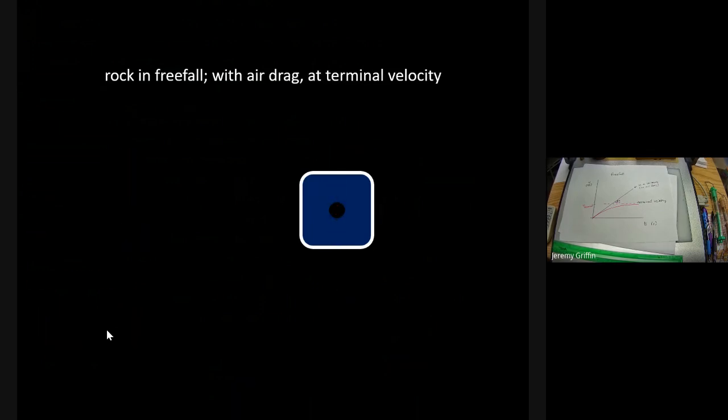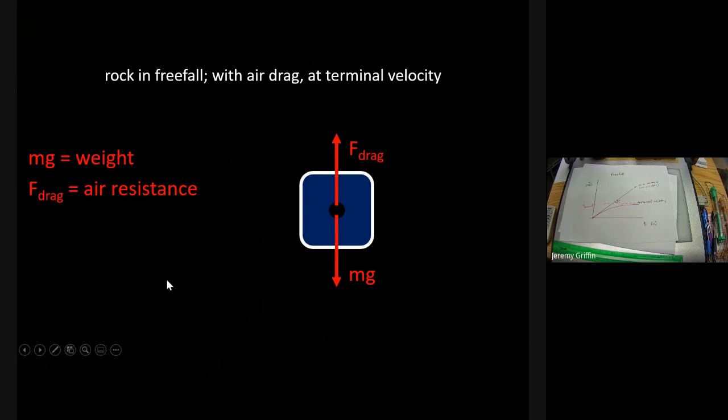So rock in free fall, but now let's put the air drag in there. Let's take it all the way to terminal velocity. Okay. So that'd be something like this. It's picked up to such a speed that air drag balances it off. And then the fact that those forces balance means that there's zero net force, there's zero acceleration. It'll just go down at constant speed all the way down to the ground.